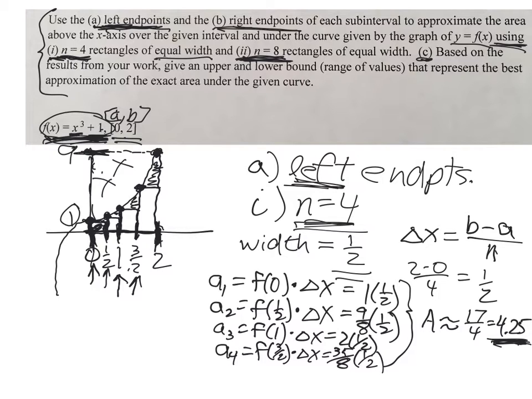Well, if we use our right endpoints now, I think we'll start over here on 2, the last rectangle, the fourth one. A little easier to see the difference there. So instead of using 3/2 like we did here, we're going to use 2 for the height. And that rectangle will be this way.